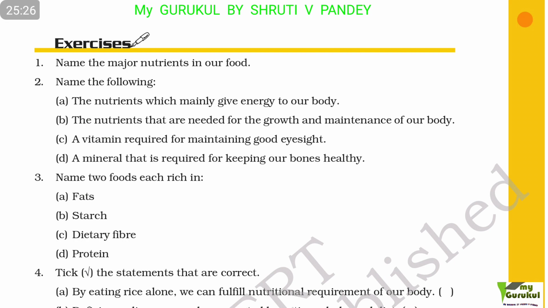A vitamin required for maintaining good eyesight. Vitamin A is required for maintaining good eyesight. A mineral that is required for keeping our bones healthy. We already studied that calcium is very important to keep the bones healthy. Name two foods rich in fats. Fat rich foods are fish and milk.